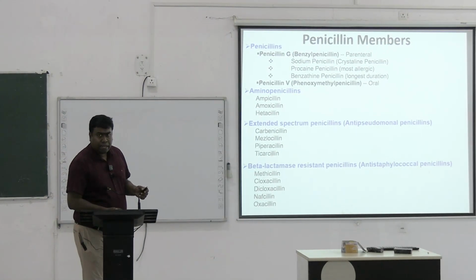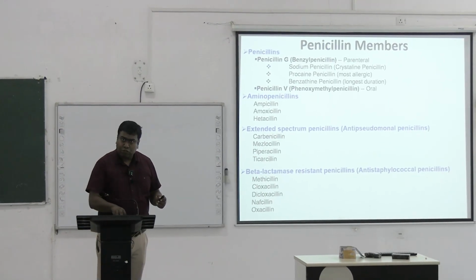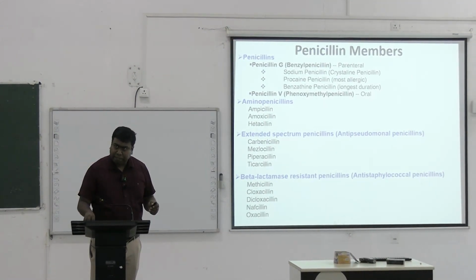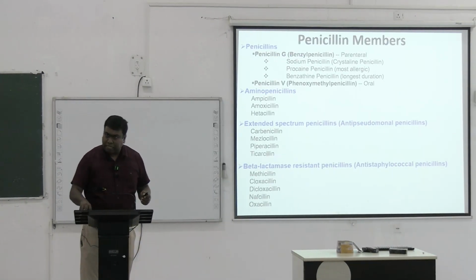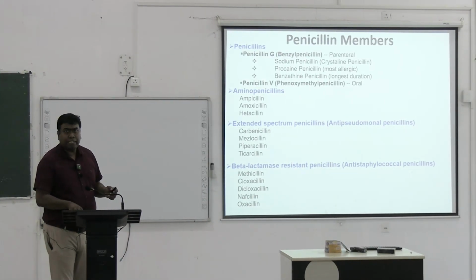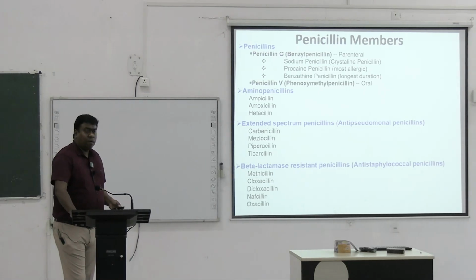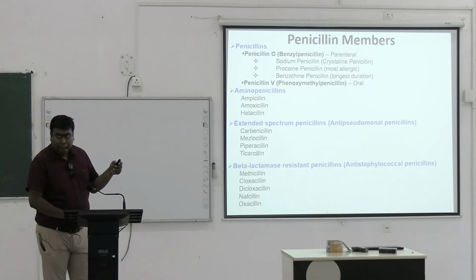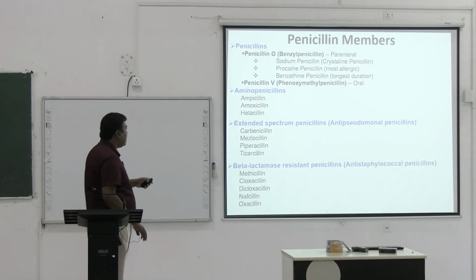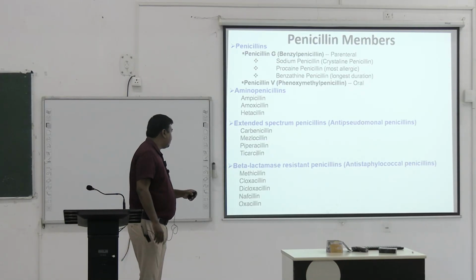Clear? So far we have learned which are the anti-pseudomonal penicillins, which are extended spectrum, which penicillin can be given orally, and which extended spectrum penicillin derivatives can be given orally: ampicillin, amoxicillin. Then the beta-lactamase resistant penicillins.